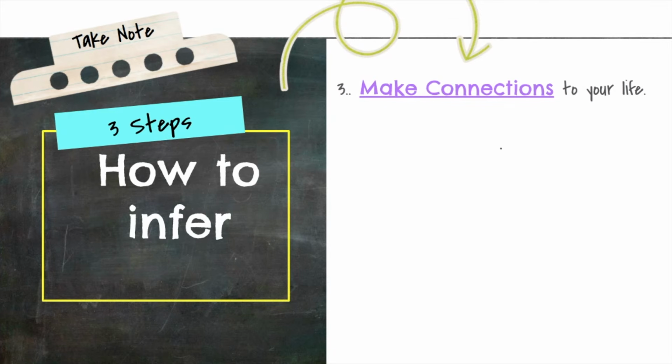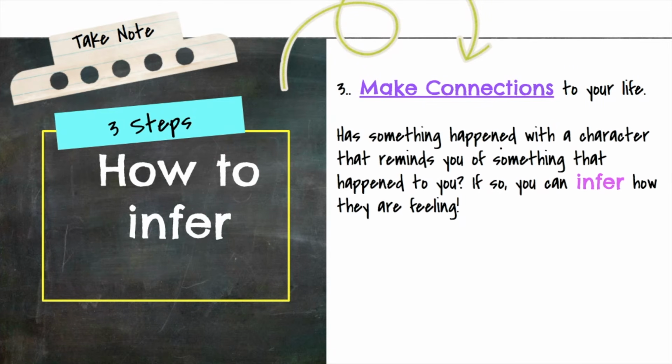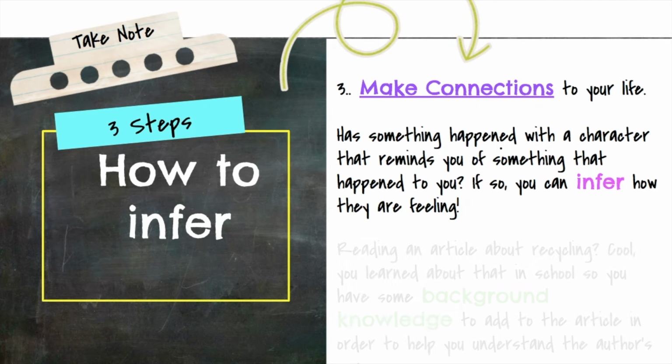And finally, you're going to make connections to your life. To think, has something happened with a character that reminds you of something that happened to you? If so, you can infer how they're feeling. So let's say Sarah's having a fight with her best friend, Jessica, or an argument. Well, you probably know they're angry or they're sad because you've had that fight or argument with your friends as well. So the author doesn't have to say Sarah and Jessica are angry and sad with each other. You know that because you've had those experiences.